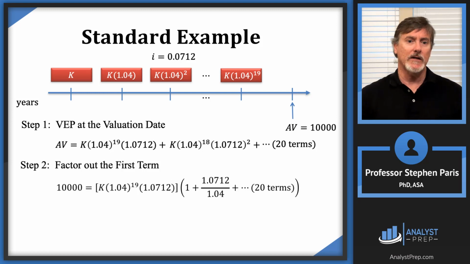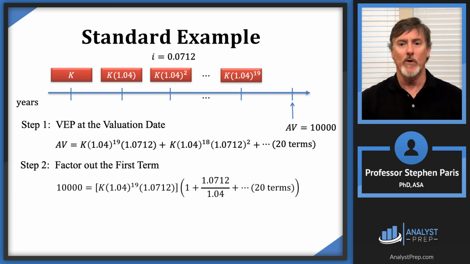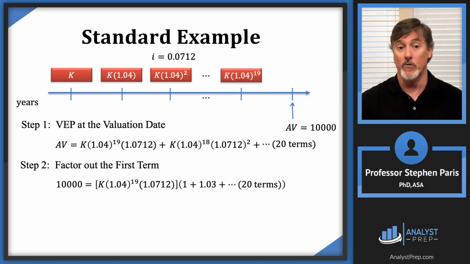I'm sorry, let's go back. This is what it is, and I need to make the same comment that I made before. This is technically what you have. Then I recognize that the 1.0712 is 1.04 times 1.03. So when I substitute that in for the 1.0712, the 1.04s cancel, and I'm just left with a 1.03 there.